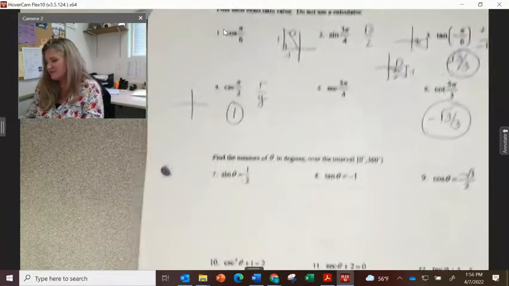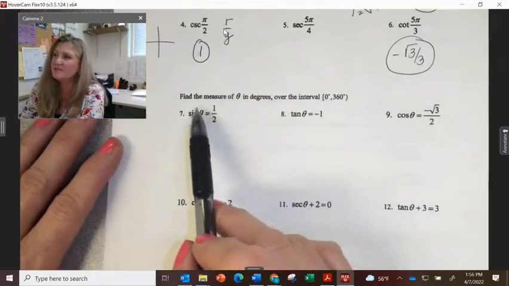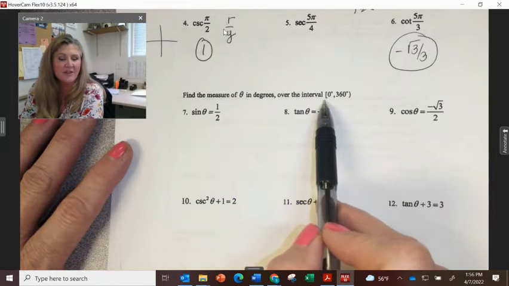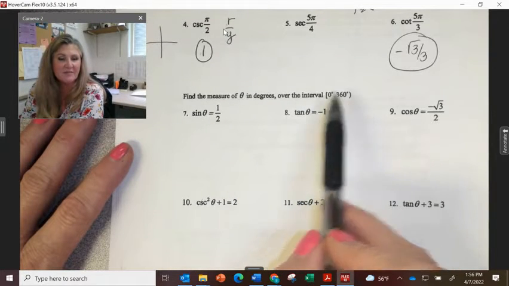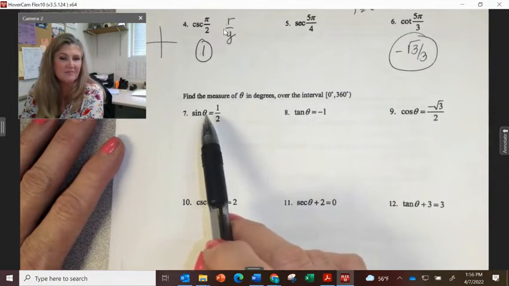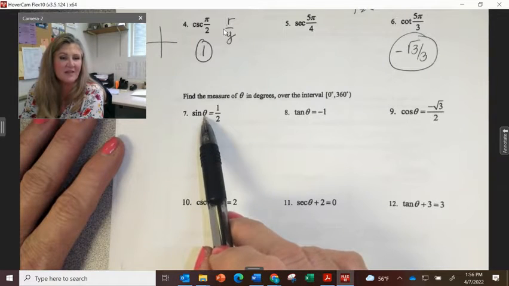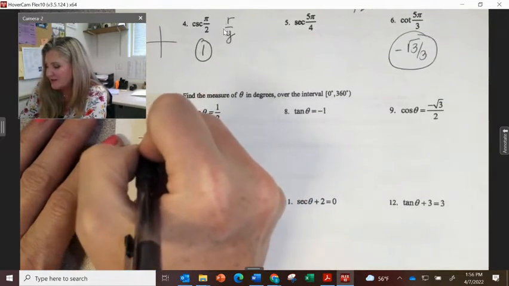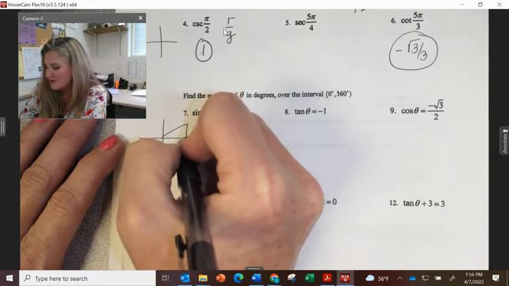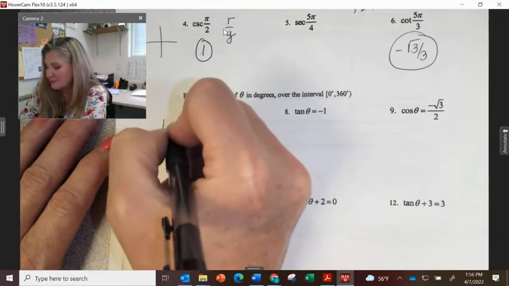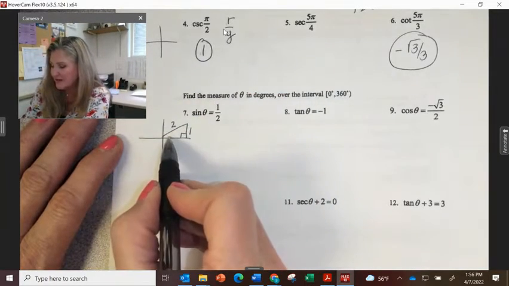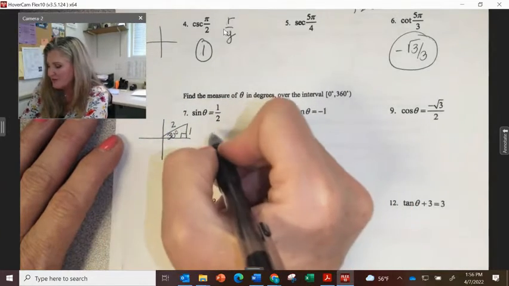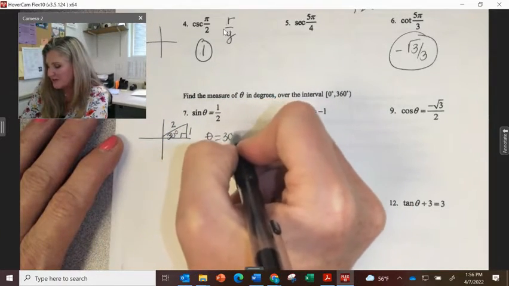Okay, and then just to finish up, let's read these. Find the measure of theta in degrees over the interval from 0 to 360. I'm going to show you 2 ways to do it. I'm trying to find what is the angle that has a sine of 1/2. I can do this the picture method where I draw triangles. I put my opposite here, my hypotenuse here. What's the missing angle? 30 degrees. So I know the answer for theta has to be 30 degrees.